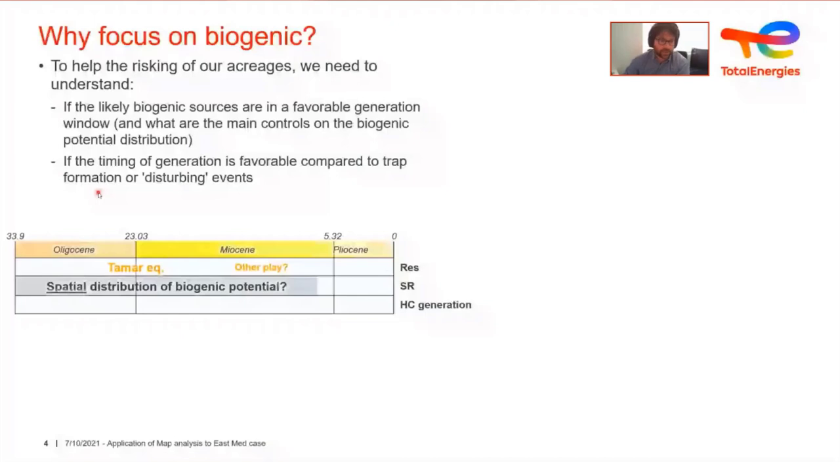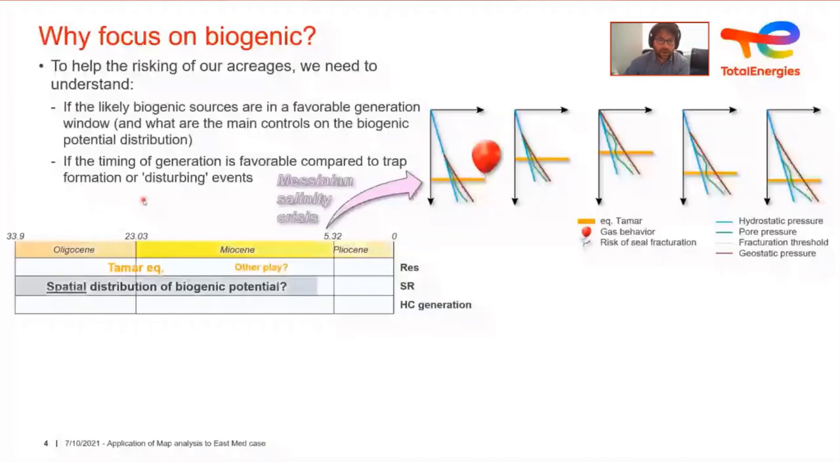What I mean by disturbing event is the Messinian salinity crisis, which has a very large impact on the pressure distribution and the various risks in the basin. It's illustrated with this scheme, and you see that during the first sea level fall of the Messinian crisis, we have dilatation of gas, but also a risk of fracturation in the seal.